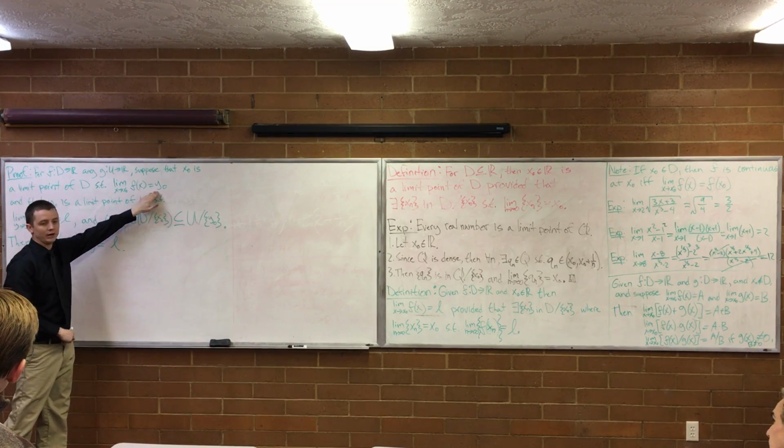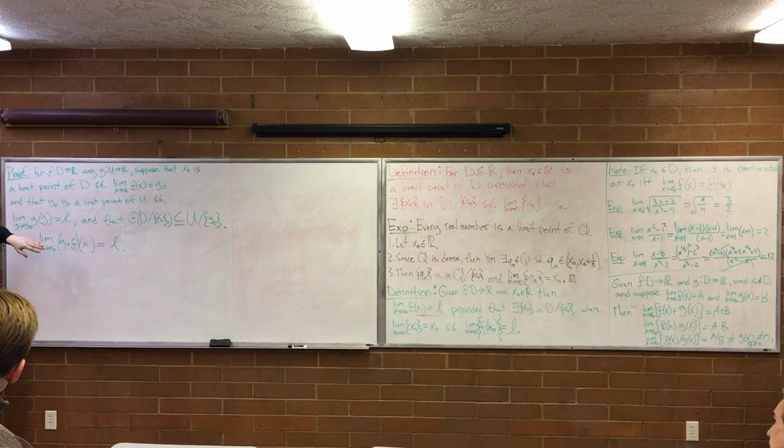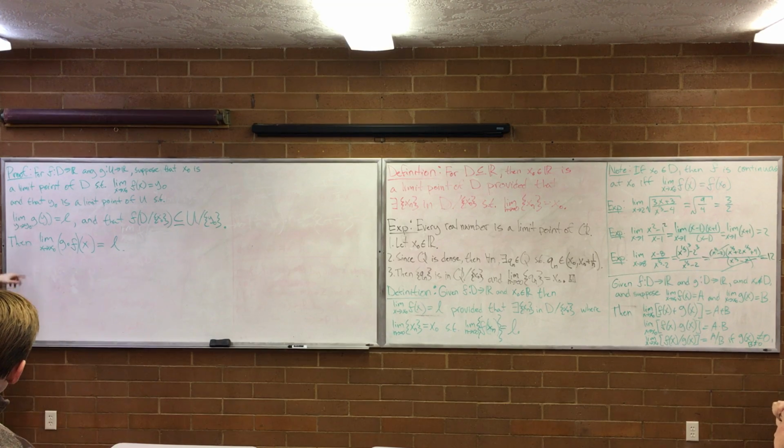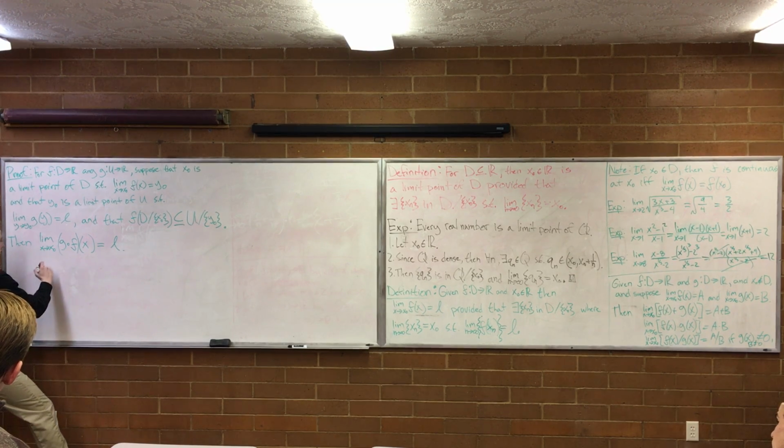The limit as x goes to x naught of f of x is y naught, right? And the limit as y goes to y naught of g of y is L. Then the limit of this is L. Kind of not formally proving it, but using what we already know about composition of limits from before.